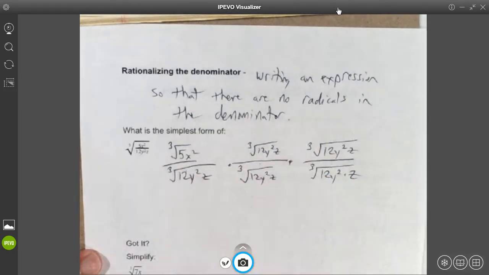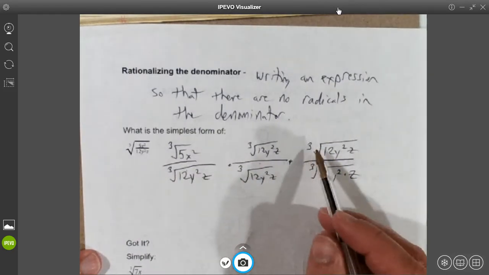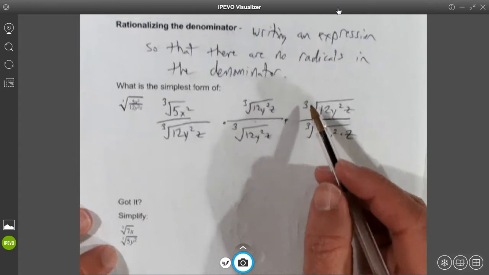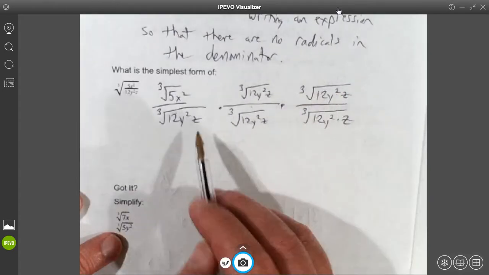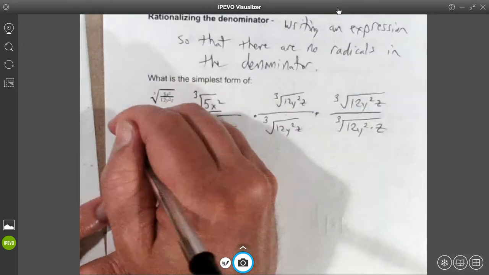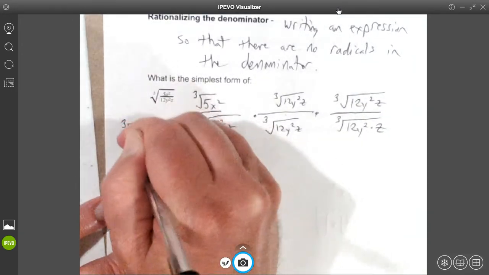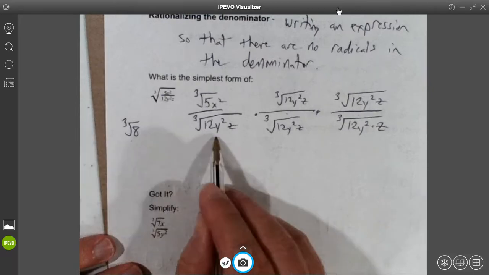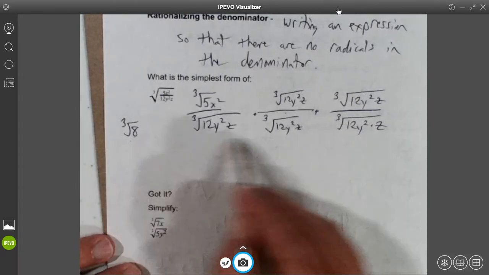Let me put my line in there. And so I'm not changing this thing. But why did I do that? Well, let's look at the bottom. If I take, let's go back here. If I do the cube root of 8, I'm just making this up. This number doesn't have anything to do with those.